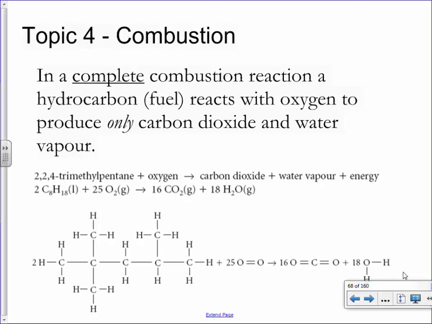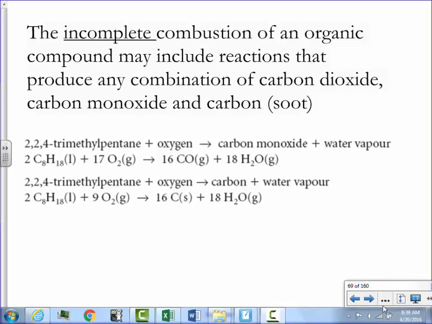In a complete combustion, which really is theoretically not possible, you produce only CO2 and water. This is what you would have learned before. CO2 and water are the byproducts. But that's not actually what happens in real life. Typically what happens is an incomplete combustion, and you're going to get a combination of carbon dioxide, yes, but you'll also get carbon monoxide. And you'll also just get good old-fashioned carbon by itself, which is essentially the soot, like the ashes that you'll see.